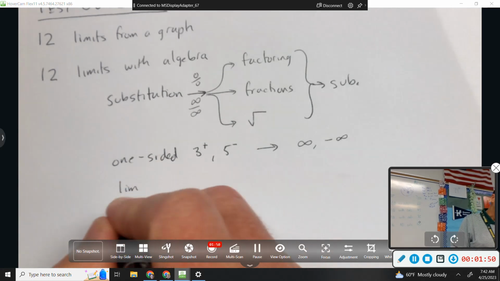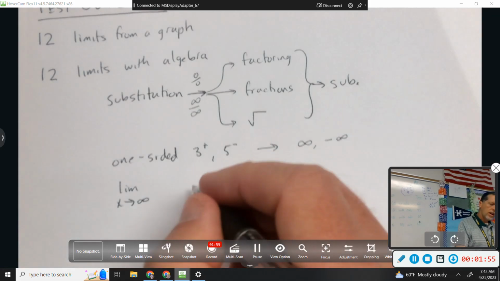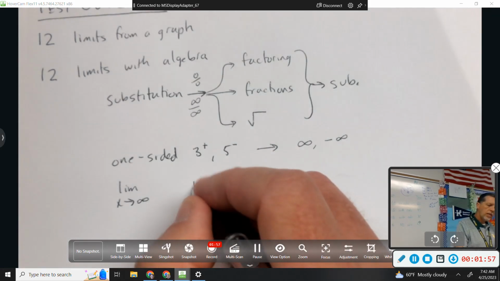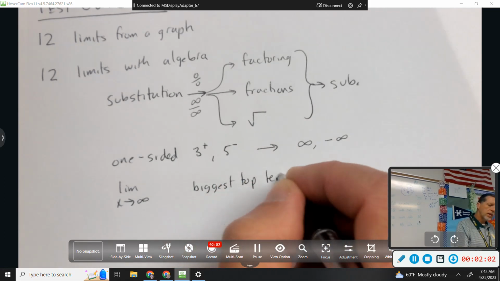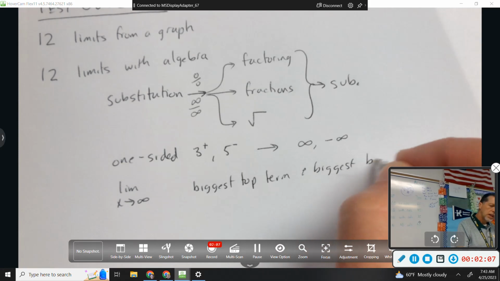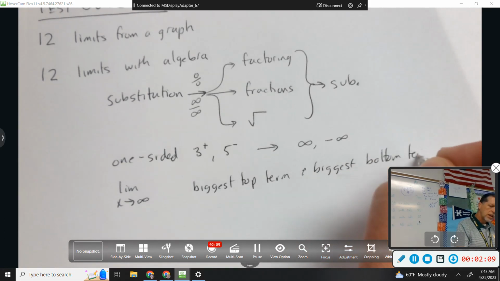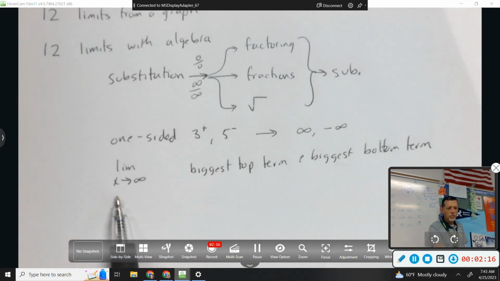Then there were also limits as x goes to infinity. And that's when you're looking at the biggest top term and the biggest bottom term. Right, that was a long discussion about the only term that matters in the top is the biggest one, at least when x is 1,000,000, and the only one that matters in the bottom is the biggest one. And so you just look at those and then figure it out from there.